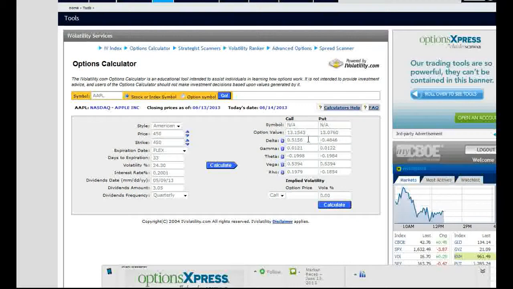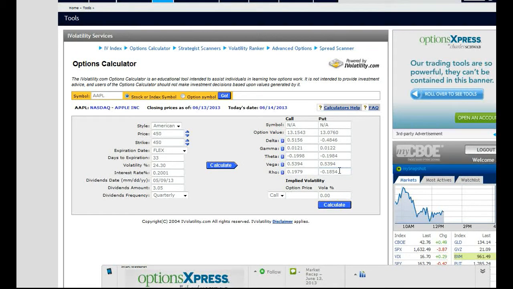Well, every dollar that the price of Apple goes down, we're going to gain about 48 cents on our put options. Gamma talks about the rate of change of the delta. Theta talks about time decay, so we're basically losing about 20 cents a day. Okay. Sorry, I hit that button and erased it. So about 20 cents a day. Okay. Vega deals with volatility and Rho deals with interest rates, which for most options we don't have to deal with.